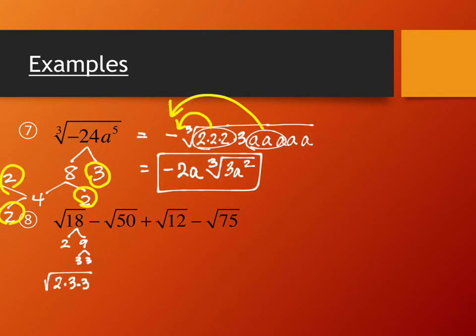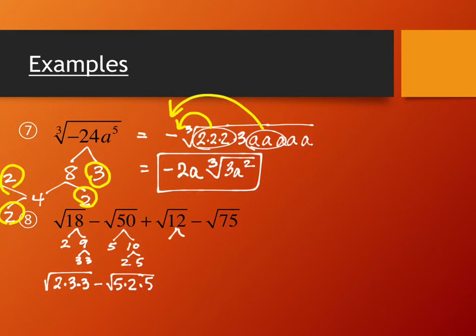How about 50? How will 50 factor? How about 5 and 10? We can do it as 2 and 25 if you wish, but 5 and 10 will work. 10 is 2 and 5. So I have minus square root of 5 times 2 times 5.